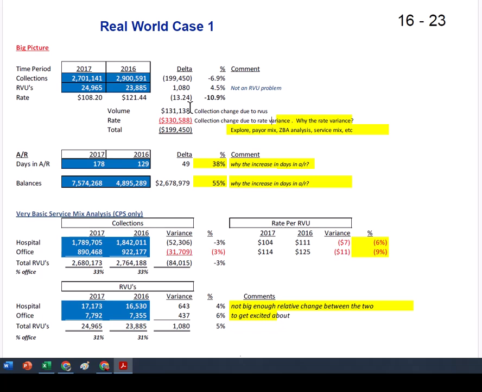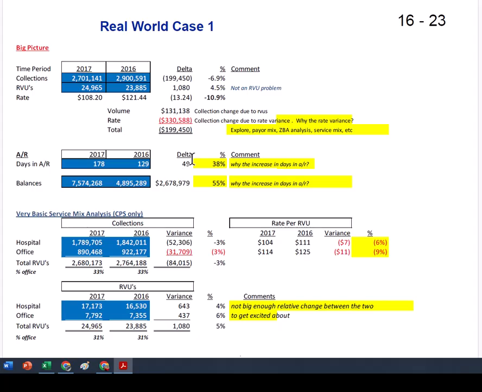So in this example, this is a real life physician. The rate variance was significant. Why? And then I would say to the physician, here's what we're going to look at. Days in AR. Why is it increased? These are huge relative to everything you've seen.